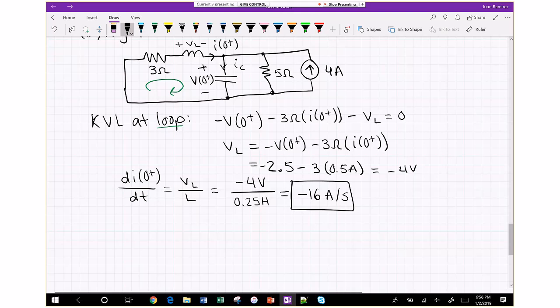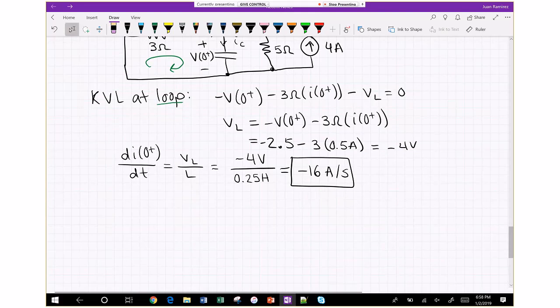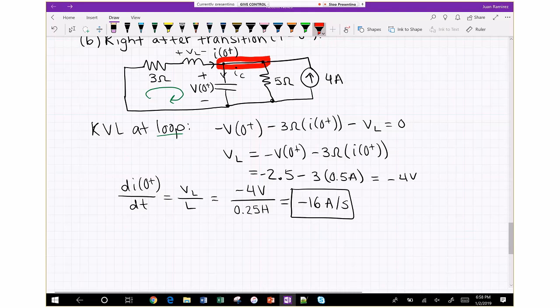Okay. Now we'll have to do KCL at this node over here. Oh, that's a fat one. Let's erase that fat thing. Okay, I want a skinny pen. Here we go. There we go. Okay, so I'll do that.